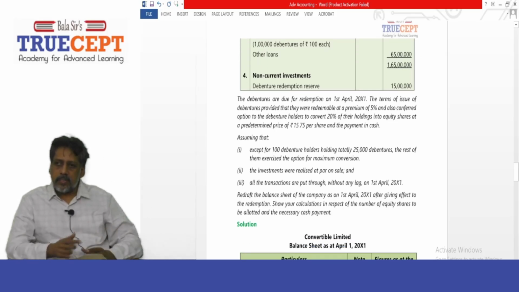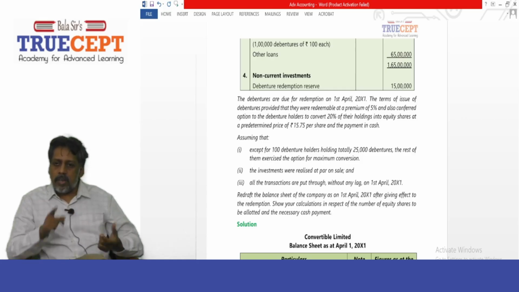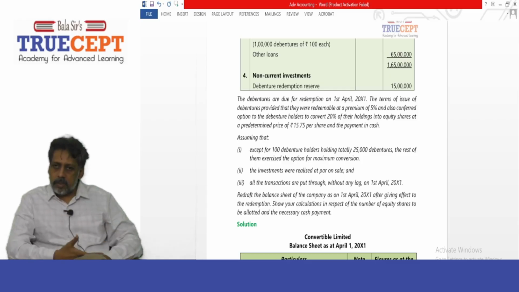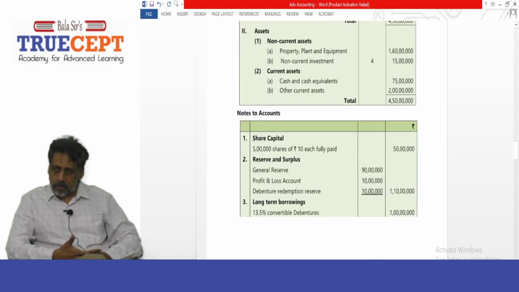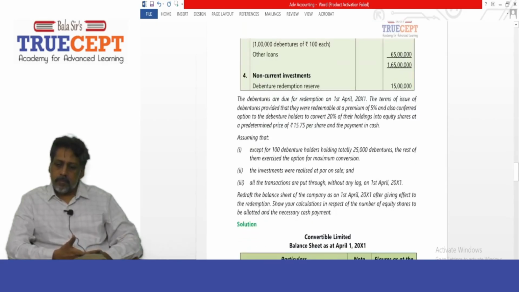15 lakh. Next. The debentures are due for redemption on 1st April 20X1. On 1/4/X1, the debentures are to be redeemed or due for redemption. What is the balance sheet date? 31st March 20X1. Right? Next. The terms of issue of debentures provided that they were redeemable at 5% premium.